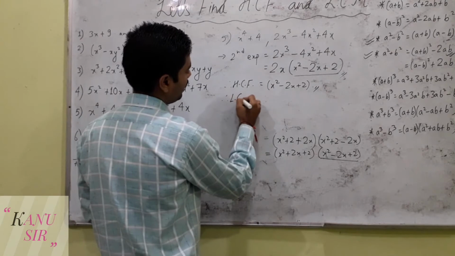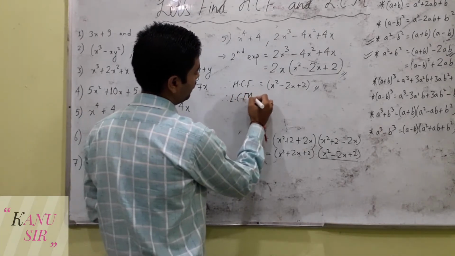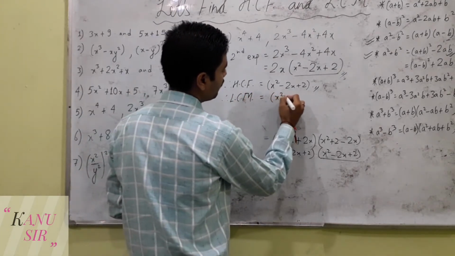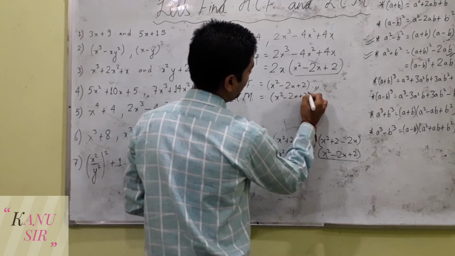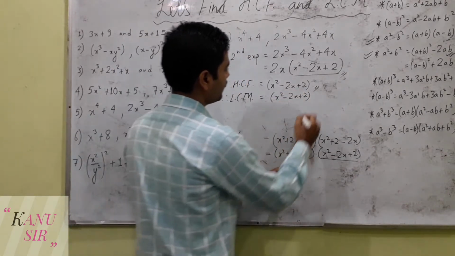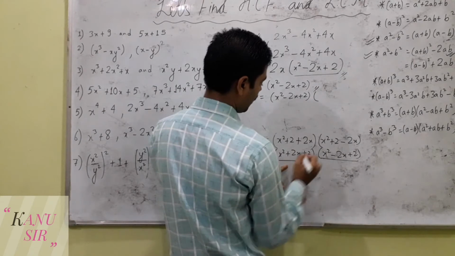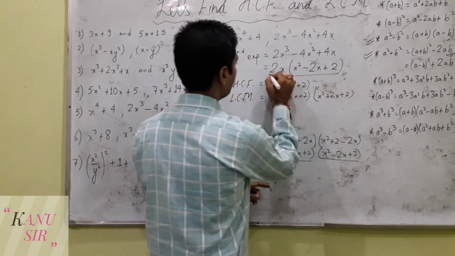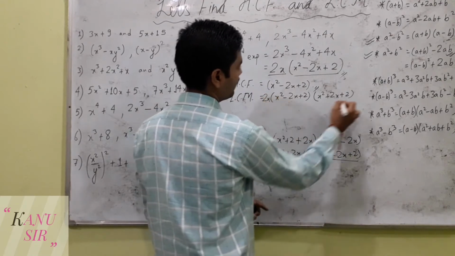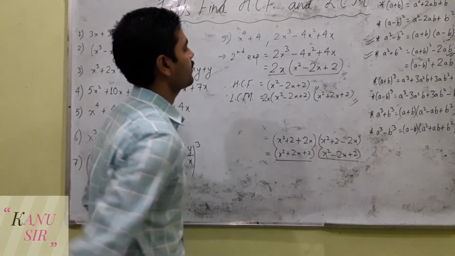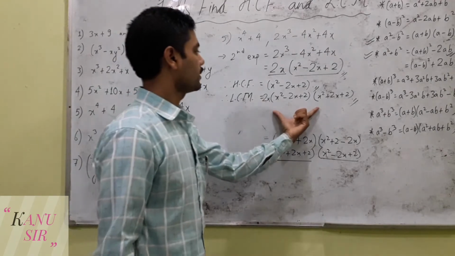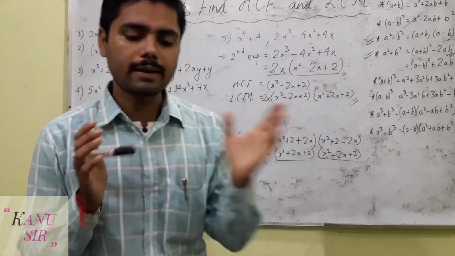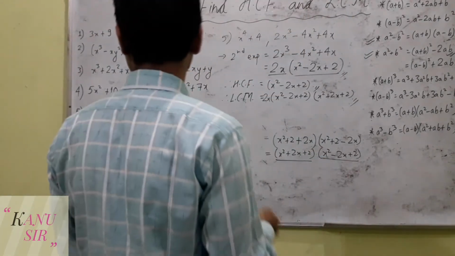And after the HCF, we have to find the LCM. So in LCM, first we have to copy the HCF and the remaining terms will be followed as they are. This is not common, so x square plus 2x plus 2, and 2x is not common, we can write 2x in the front, and hence the answer of 5 is here. Now let us go for the answer of question number 6.